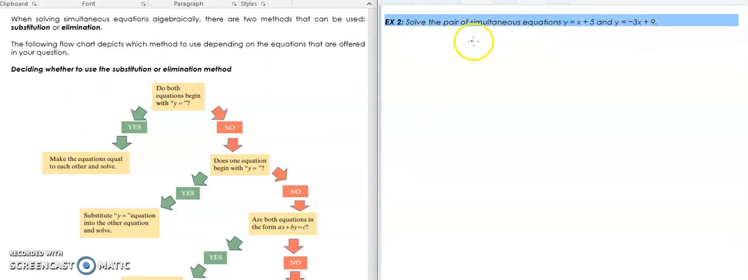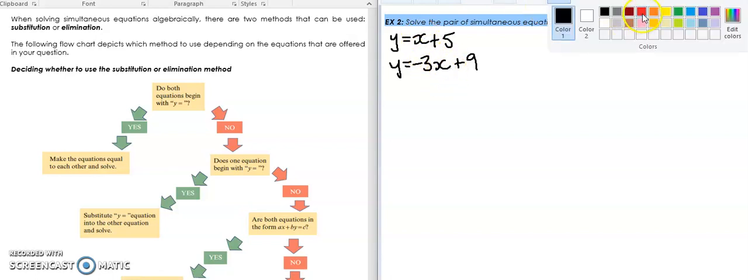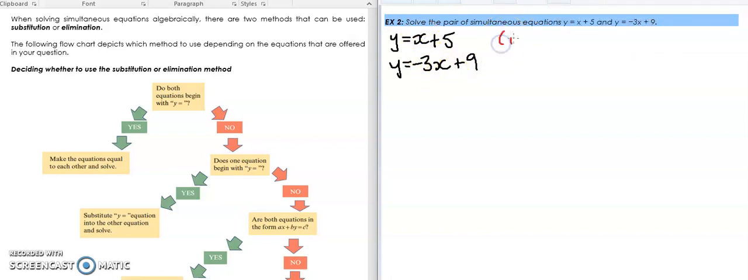Here we've got solve a pair of simultaneous equations. y is equal to x plus 5, and y is also equal to minus 3x plus 9. You give me an x value that's the same. When I substitute that x value into both this one and this one, 1 and 2, it should give me the same y values. Alright, straight to the mind map.